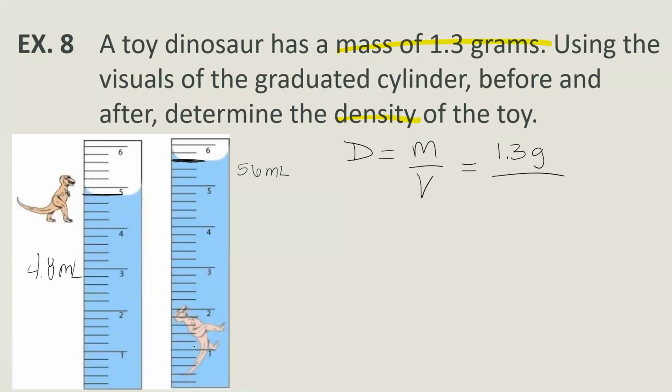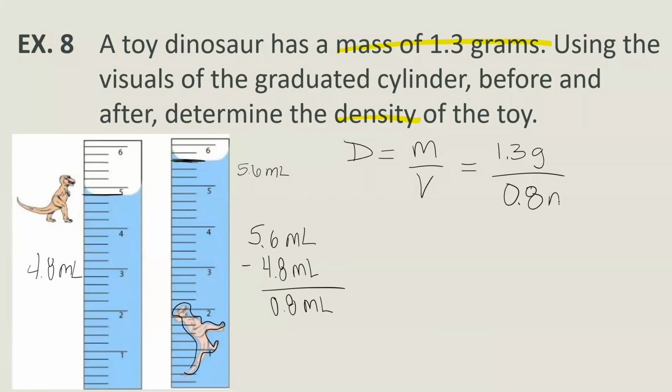So to find the volume just of the toy dinosaur, that's all I care about, I'm going to take 5.6 milliliters minus 4.8 milliliters, and I get 0.8 milliliters. So that is my volume. So I can plug that in on the bottom, and now I just divide. 1.3 grams divided by 0.8 milliliters. My density is about 1.63 grams over milliliters.